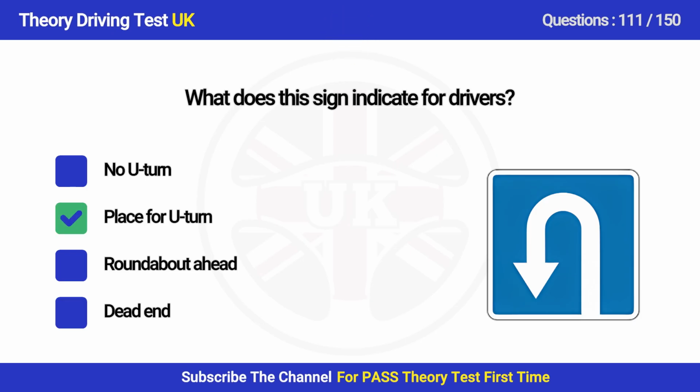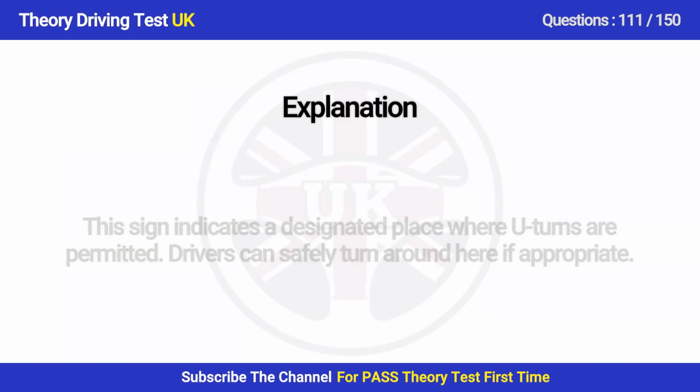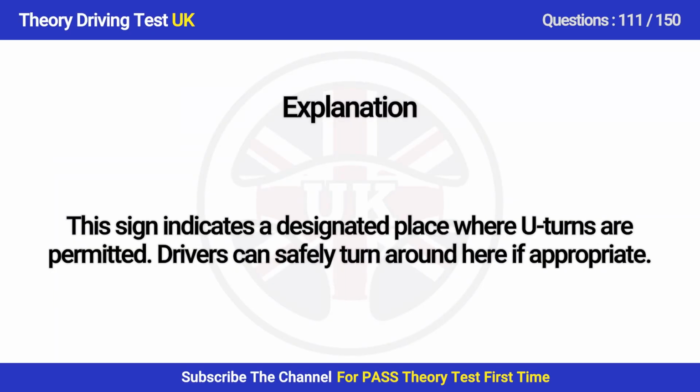Answer is B. Place for U-turn. This sign indicates a place where U-turns are permitted. Drivers can safely turn around here if appropriate.